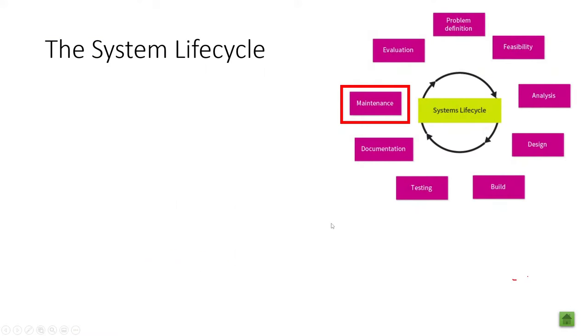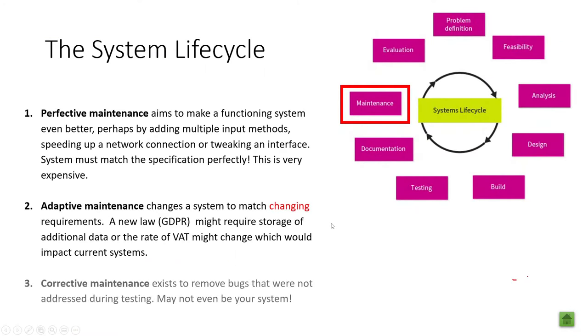Maintenance, there's only three types of maintenance. You've got perfective, adaptive, and corrective. Okay, they're the three types. So perfective aims to make a functioning system even better if there are any bugs, which there really shouldn't be with perfective maintenance. And that might be adding things like multiple input methods, speeding up the network connection, tweaking the interface, improving system login times, that kind of thing. And the system must match the specification perfectly. And it's very, very expensive because it takes a lot of detailed work and a lot of intricate knowledge of the system.